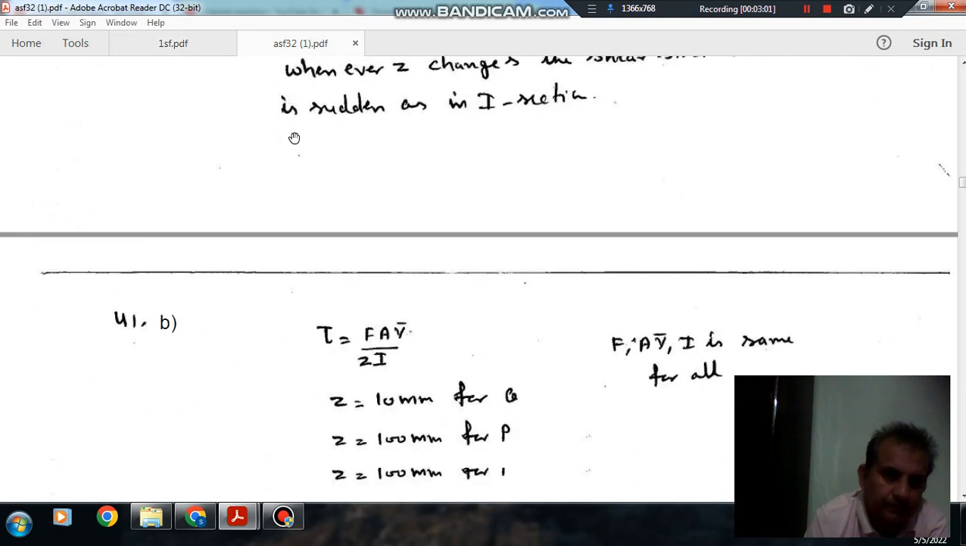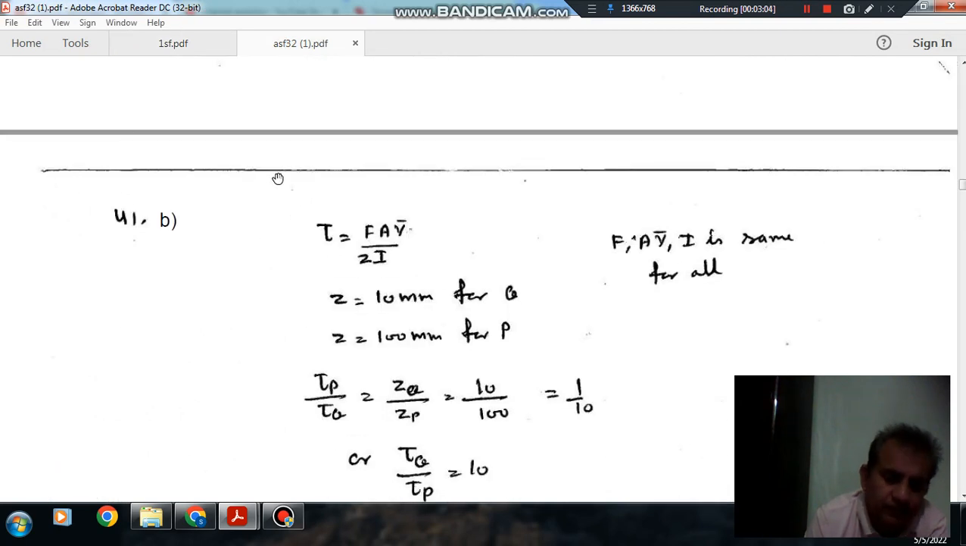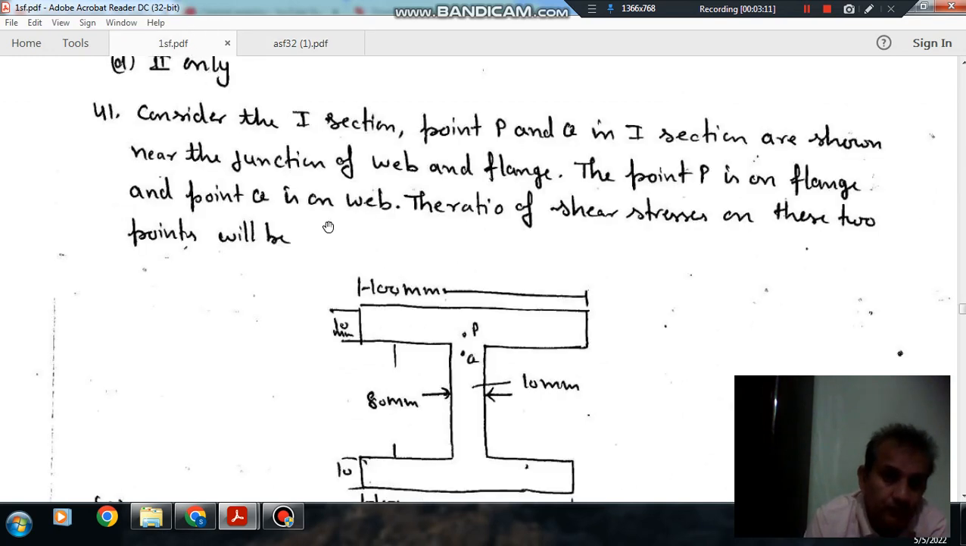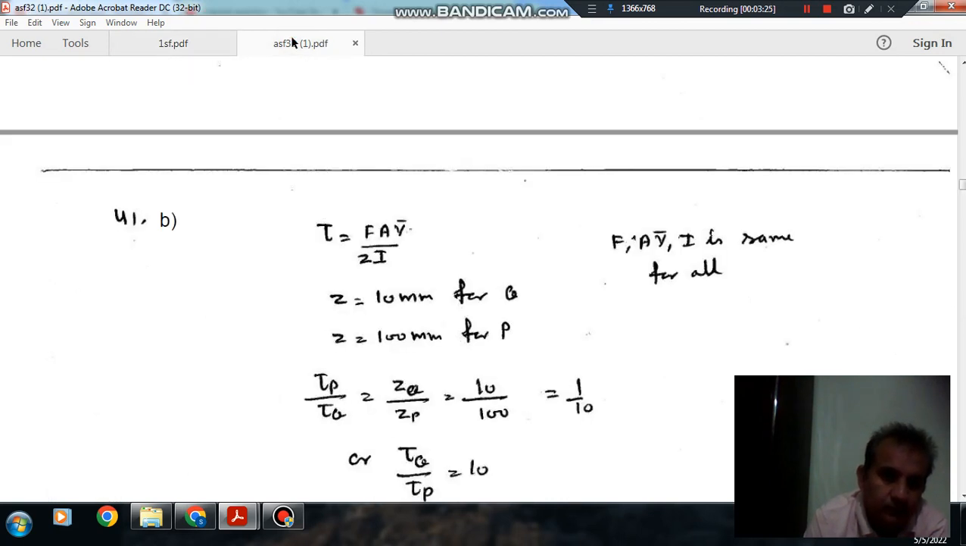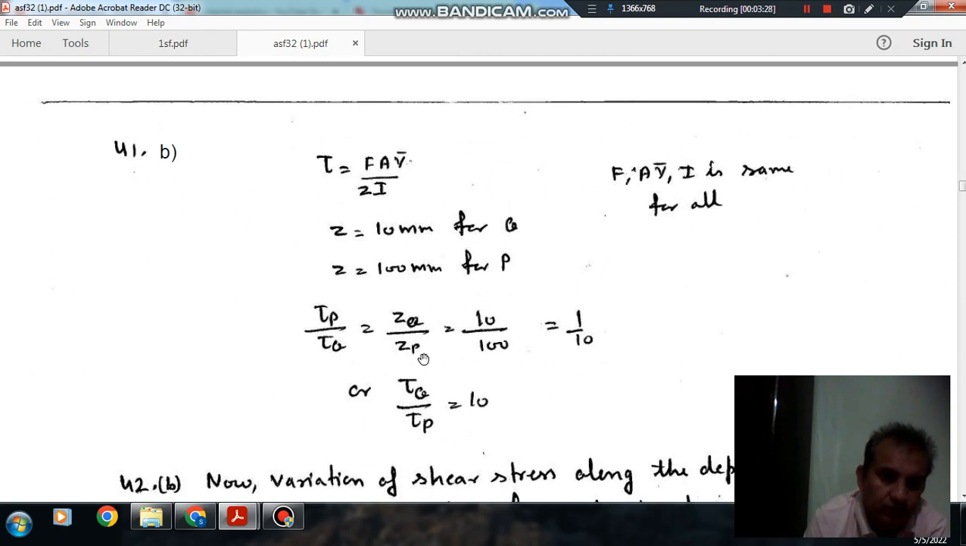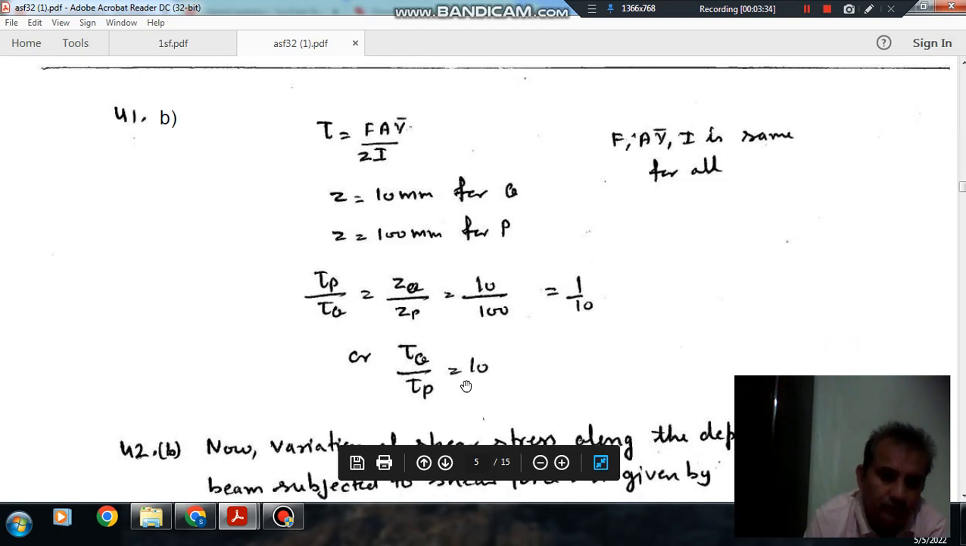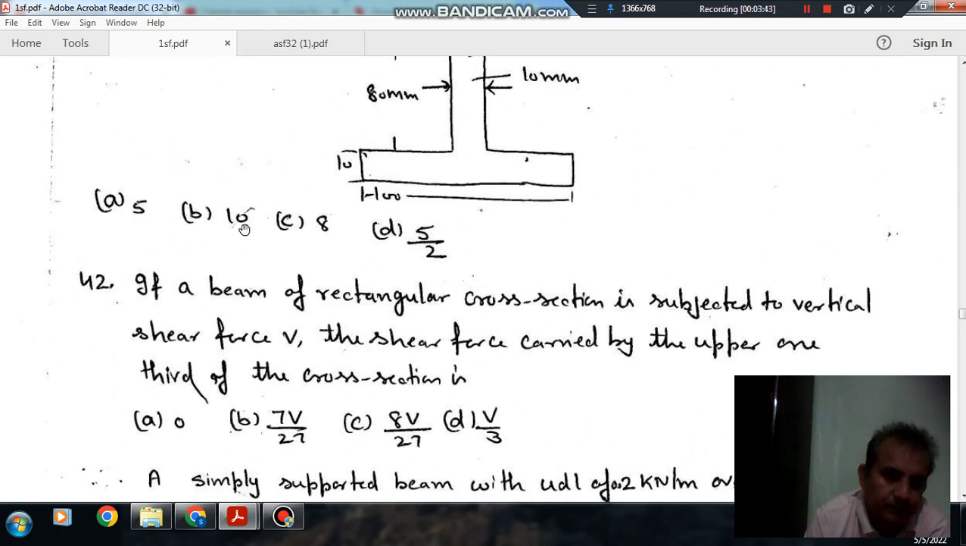The shear stress variation is given by F A y bar by I b. At the bottom of the flange there is point P, and the width of that section is 100 mm, and at the top of the web suppose the point is Q and the width is 10 mm. So the ratio of shear stress is tau Q by tau P equal to b P by b Q, that is 100 by 10, which is 10. So the ratio of shear stress is option B.